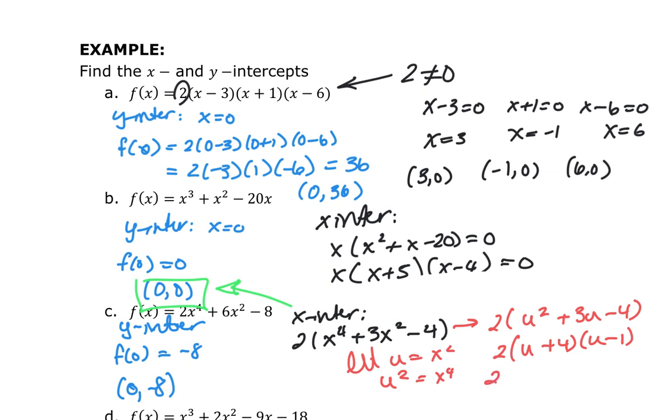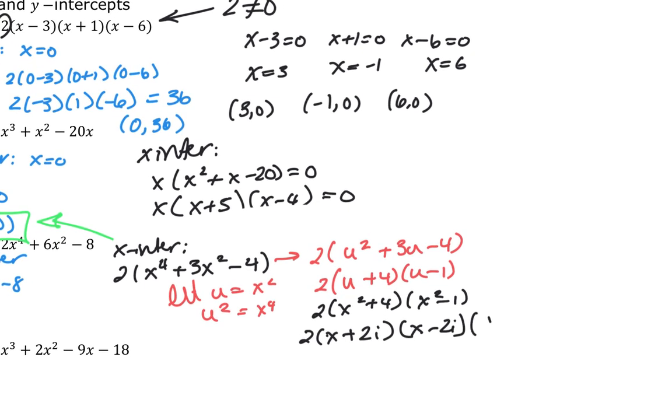Now back sub. Let me go back in black. So I'm going to have 2, x squared plus 4 and x squared, I wanted to say u. Let me erase that. It should be x squared minus 1. So this becomes 2, and then I get x plus 2i, x minus 2i, because this is just like the one we talked about earlier. And then x minus 1, x plus 1.